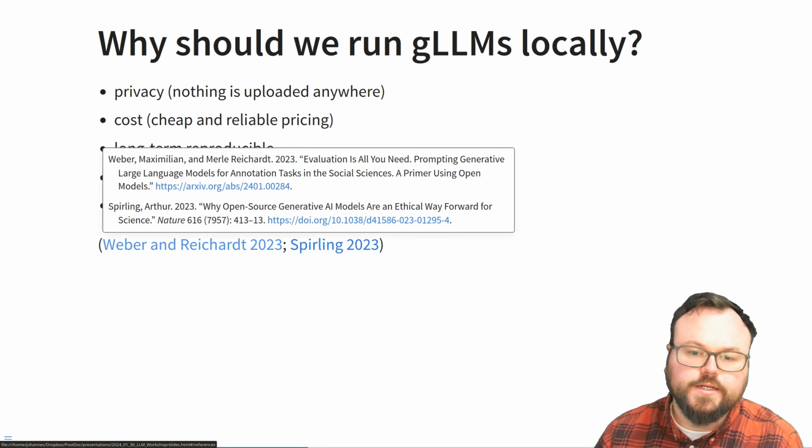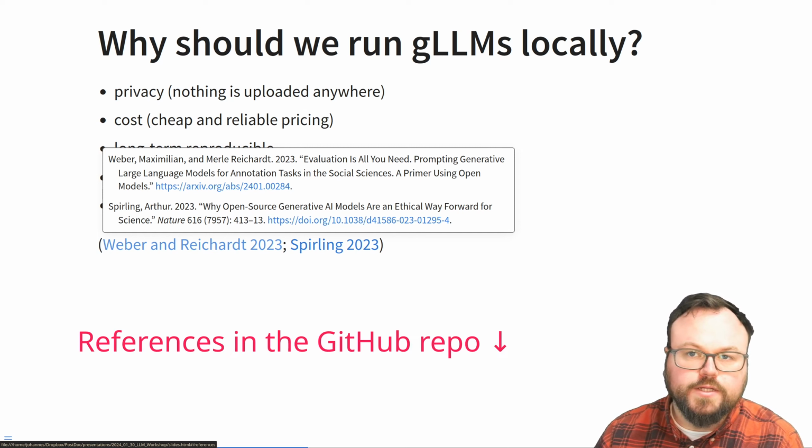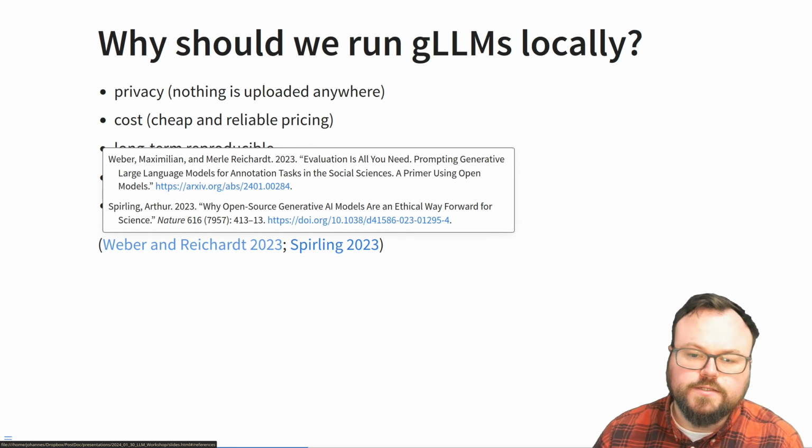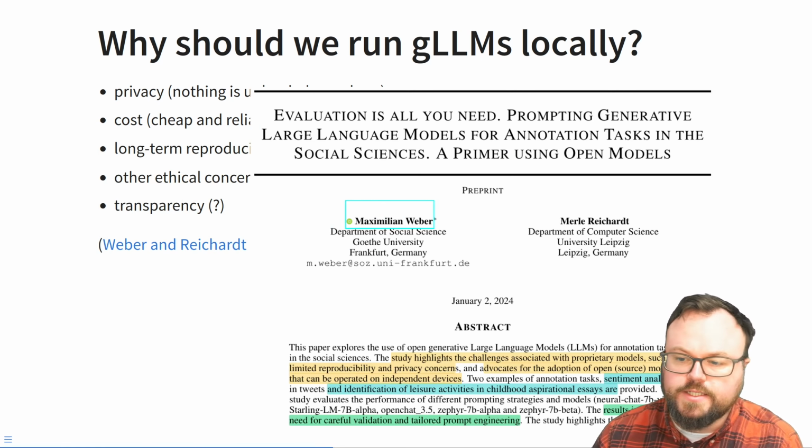If you want to read up a little bit more, there are two really cool papers I recently read. The first one is by Weber and Reichert, where they evaluate these open source models and say, well, they're actually not very far behind in terms of performance, but they are much, much better in terms of privacy, cost, and so on, all of the things that are said here. And there's another one by Sperling, which essentially says the same, but the one by Weber and Reichert actually has some data behind it, and this is open access. It's just on arXiv, so you can simply read it.